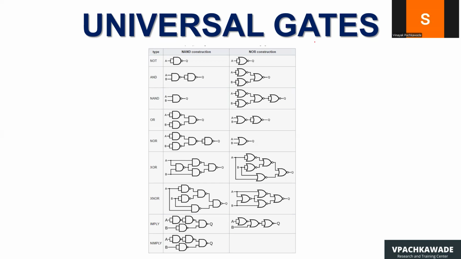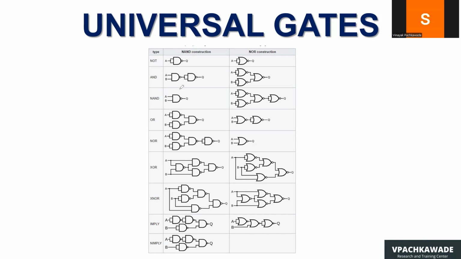And today we will talk about a very popular topic in digital electronics called universal gates. There are two types of special gates which are called universal gates. The first one is the NAND gate, and the second one is the NOR gate. Out of so many other gates, only the NAND gate and NOR gate can be called universal gates. Now, why are they called universal gates?